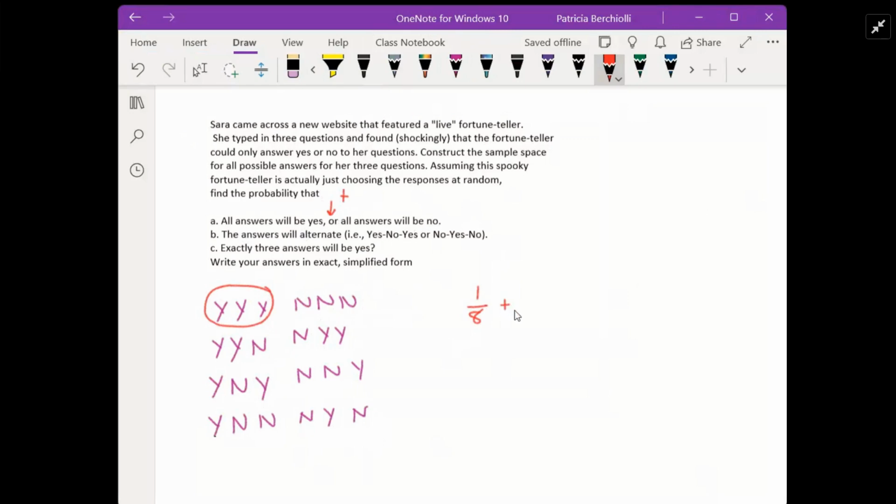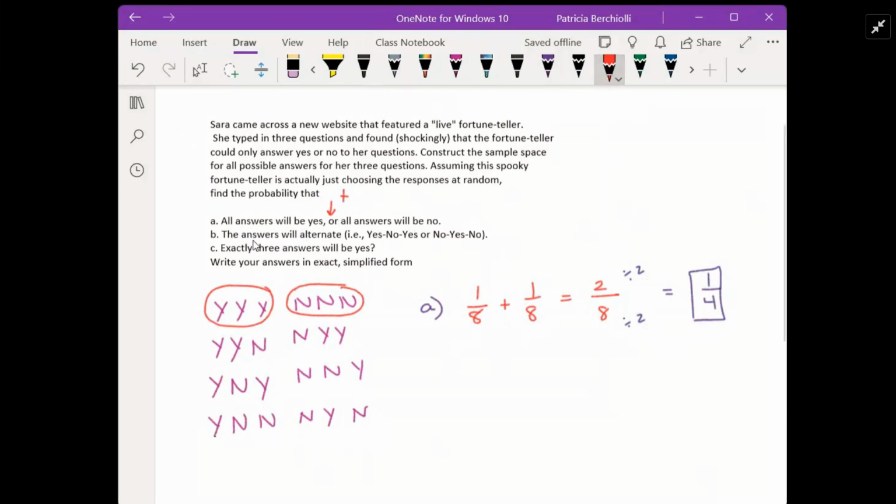And we're going to add that to the no's. And there's one set of all no's out of, again, all 8 outcomes. So what we get, 1 plus 1 is 2 out of 8. And we want to simplify our answers. So to simplify this answer, we're just going to reduce the numerator and denominator by 2, because the common factor is 2. And so what we end up with is 1/4. So that's the first one.